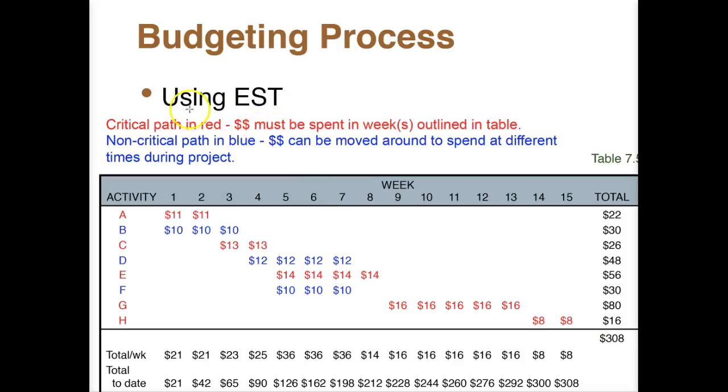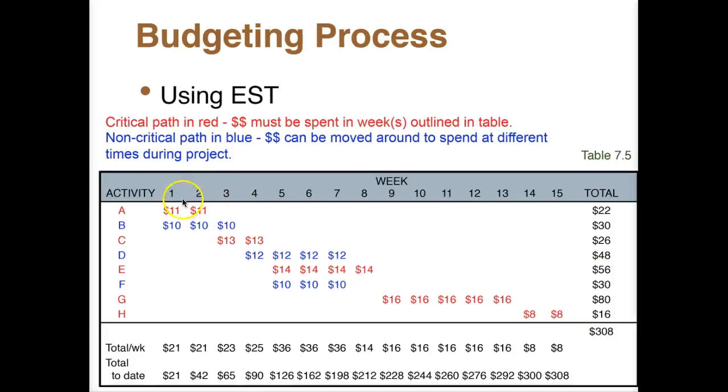So looking here, you see if we lay out all these activities, list them week by week, you'll see that all the activities that are in red are the critical paths. So we must spend these particular dollars in the week that is specified. So for activity A, we have to spend the total $22,000 within weeks 1 and 2. For activity C, we're going to have to spend those $13,000 in weeks 3 and 4. So no way of getting out of that with the current setup.